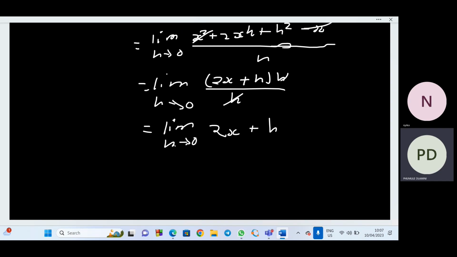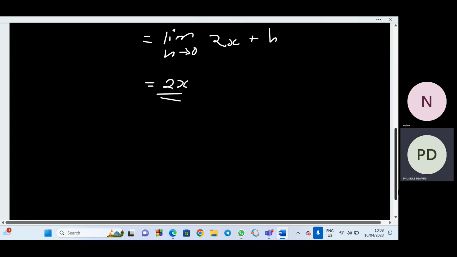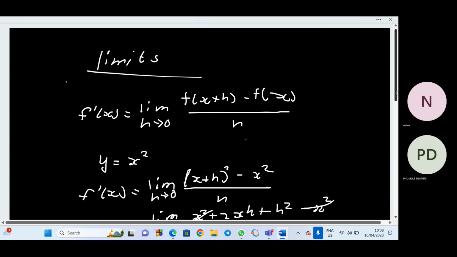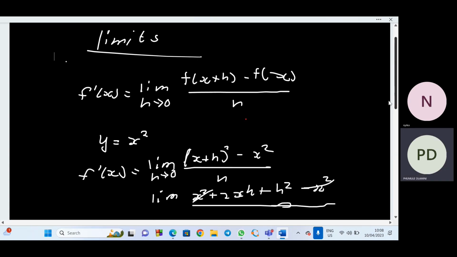Now, because this h is approaching 0, many students say you are going to substitute 0 there, h equals 0. But h is not really 0. h is just approaching. So we just ignore this h, and then the answer becomes 2x. This answer we got by first principles. In this module, this one was a high school standard.